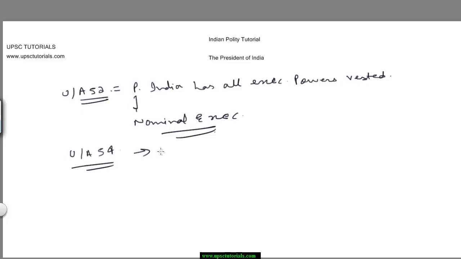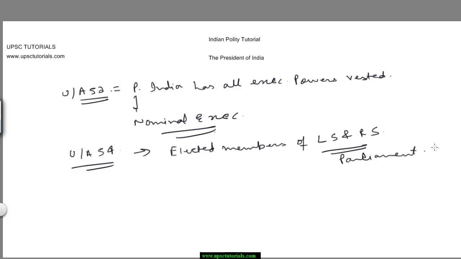the process of election of the President of India is given. What is the process? The President of India is to be elected by an electoral college consisting of elected members of Lok Sabha and Rajya Sabha, that is the parliament. Elected members of Lok Sabha and Rajya Sabha plus elected members of legislative assemblies, or MLAs.